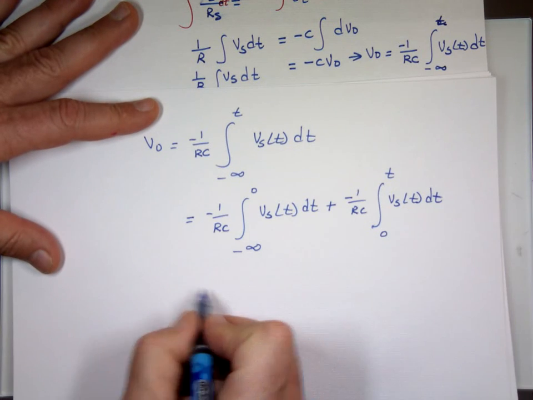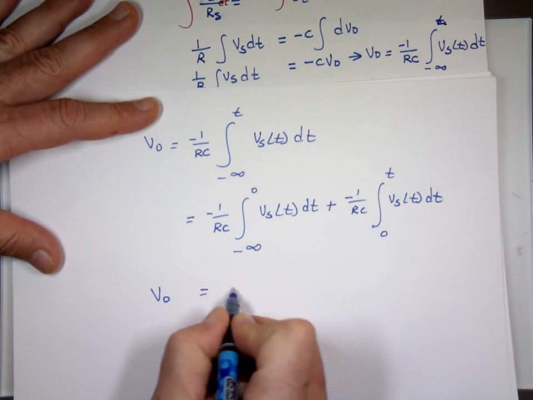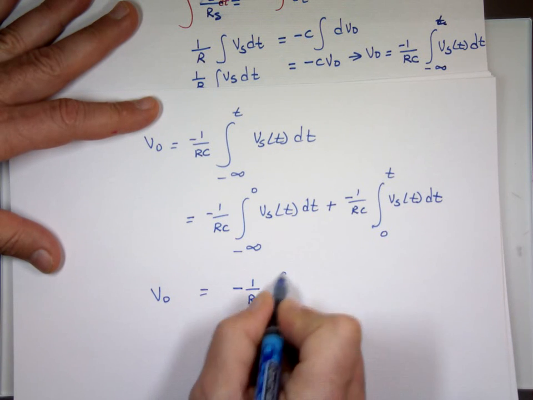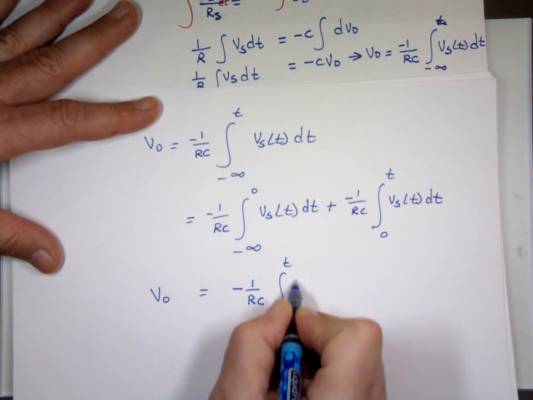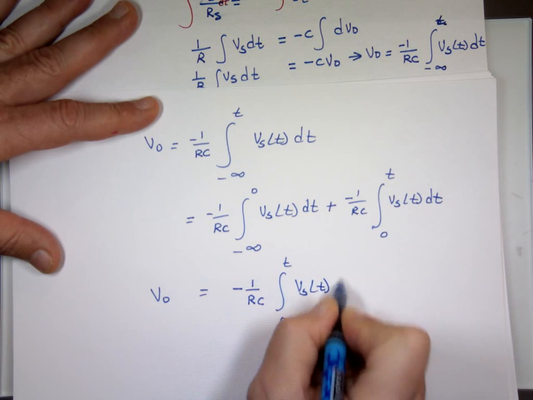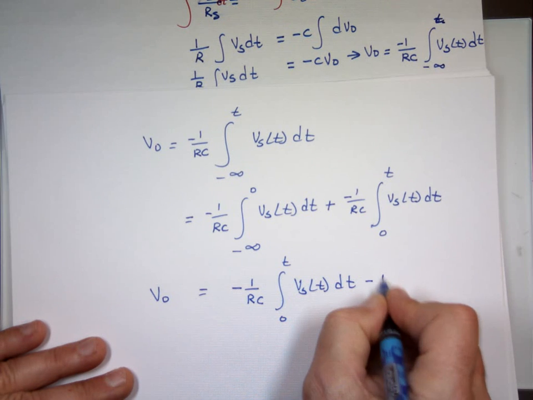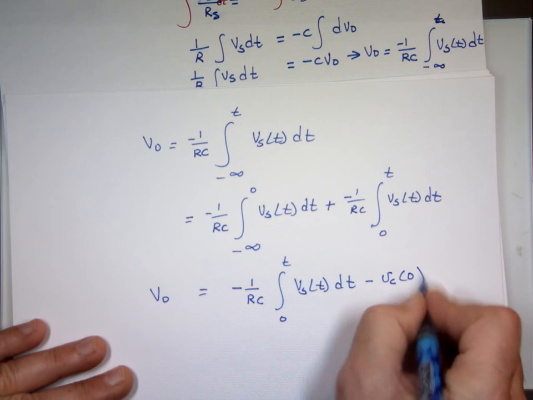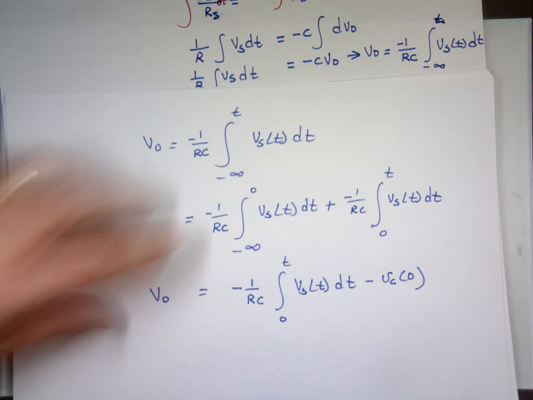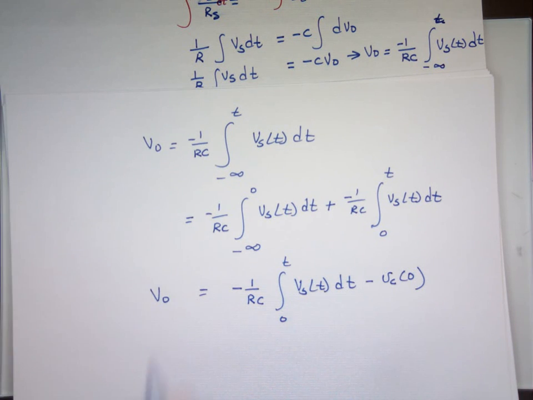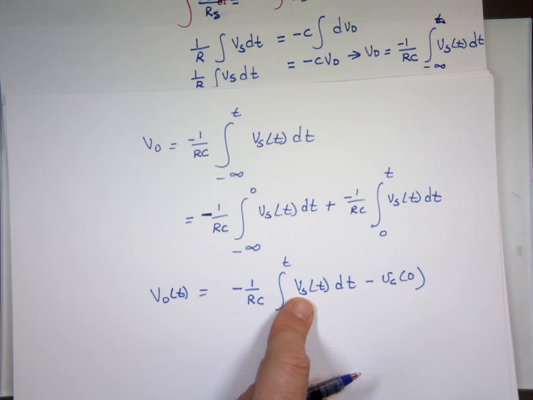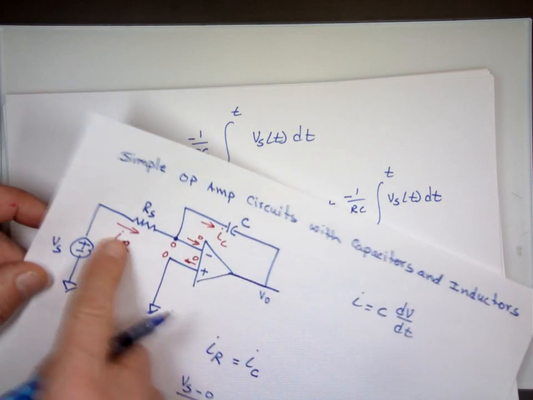Leave this one there. And this minus sign in the front is going to make it minus the voltage across the capacitor at 0. If they don't have the minus, it will be a plus, because that minus sign is going to make it minus. So minus the voltage across the capacitor at 0. And that's your voltage as a function of time. So notice this circuit now integrates the source. That's an integrator.